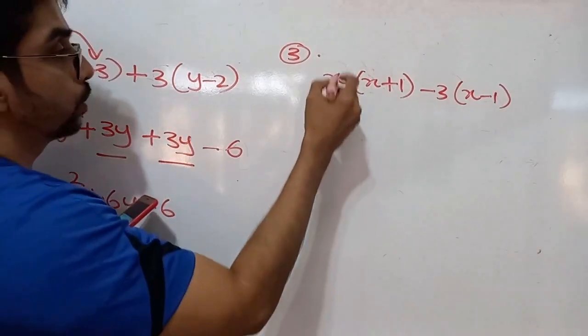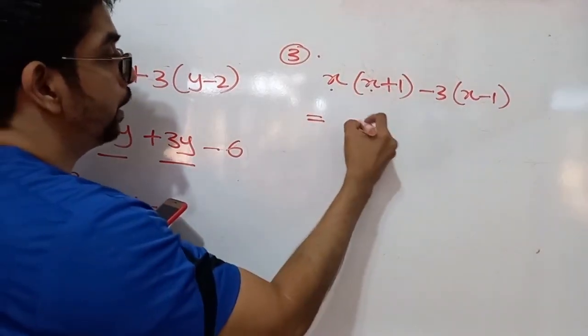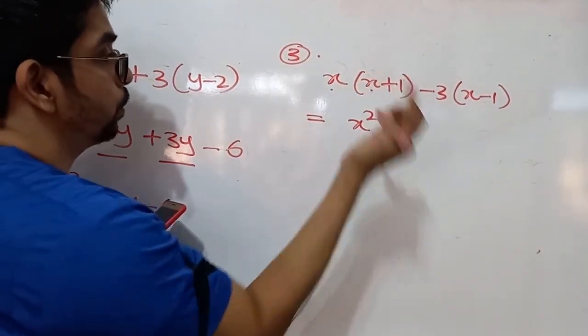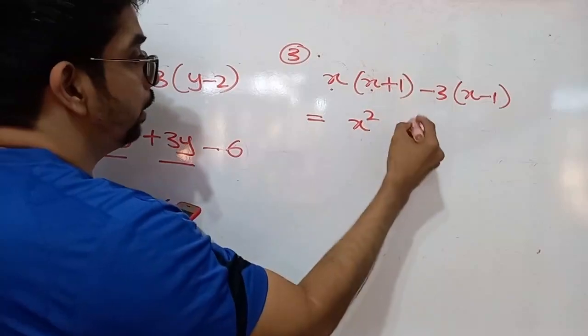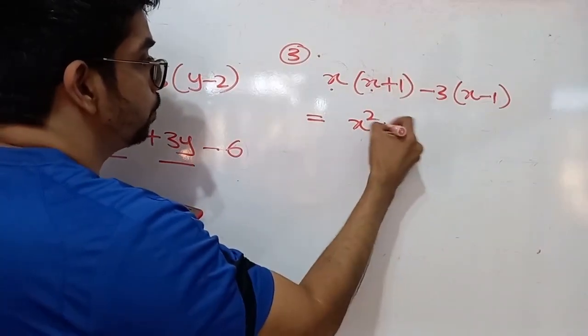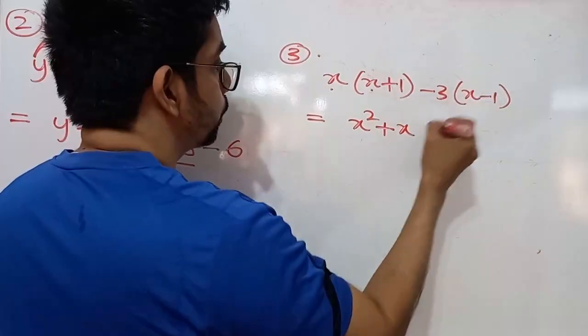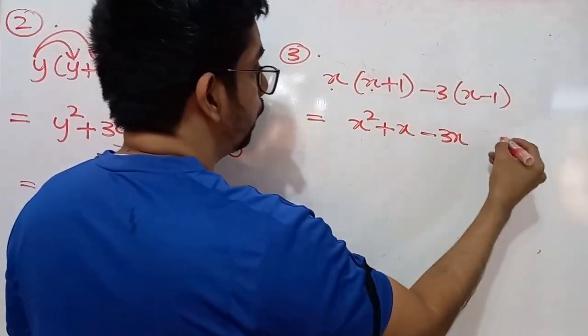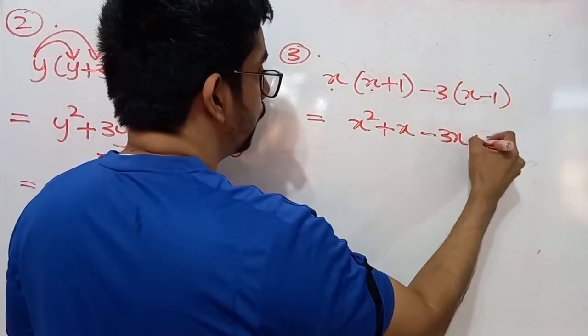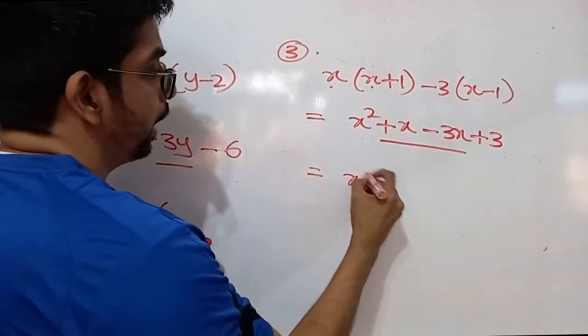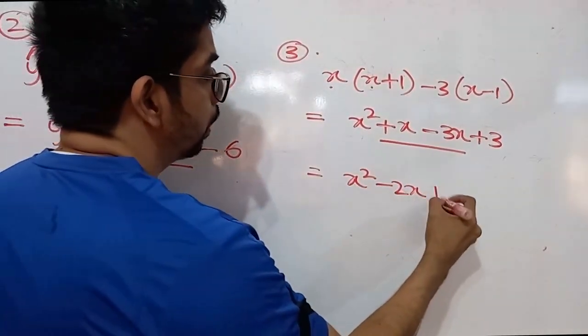Okay. So here x into x, we get x squared. Positive into positive, that is positive. X into 1, that is x. Positive into positive, that is positive. 3 into x, that is 3x. Negative into positive, that is negative. 3 into 1, that is 3. Negative into negative, that is positive. So we get x squared negative 2x plus 3.